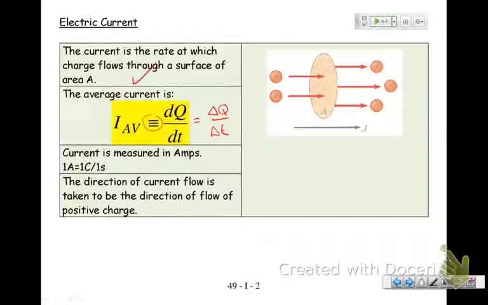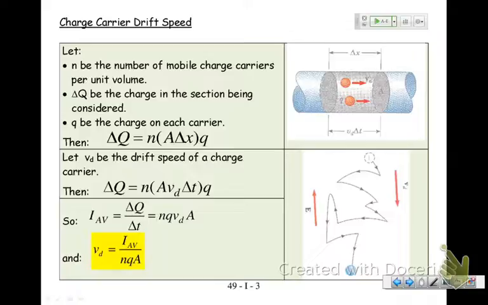We can say current is the rate at which charge flows through a surface or an area. Current is measured in amps or amperes, after Ampere, and it's 1 coulomb per second. And the direction of current flow is taken as the flow of positive charge. It goes from the positive terminal of a battery to the negative terminal of a battery through an external circuit.